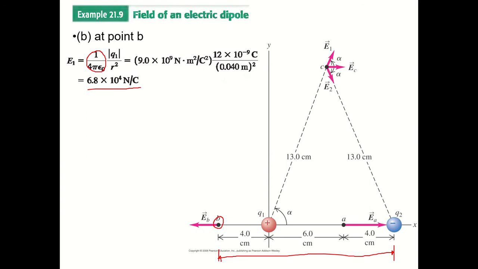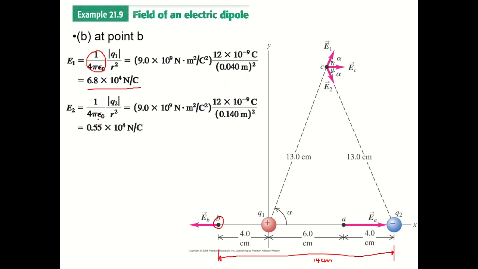Okay, and this is 14 centimeters. All right, so here we have the same constant, and the same charge here because they have the same charge. This time the distance is 14 centimeters, which is 0.140 meter. That is the total distance from this charge to this point B.